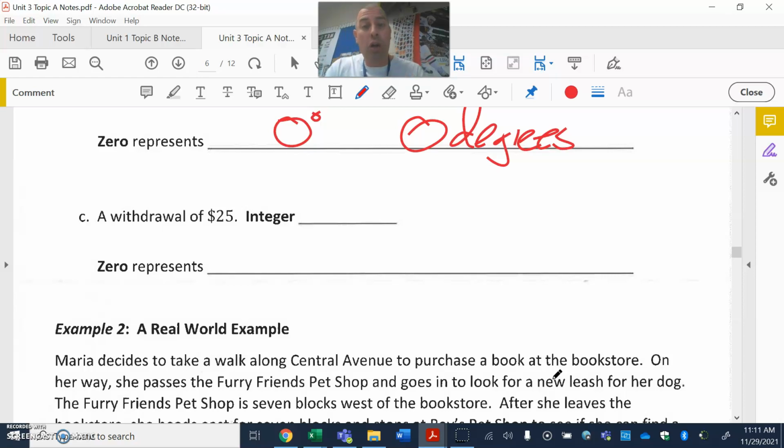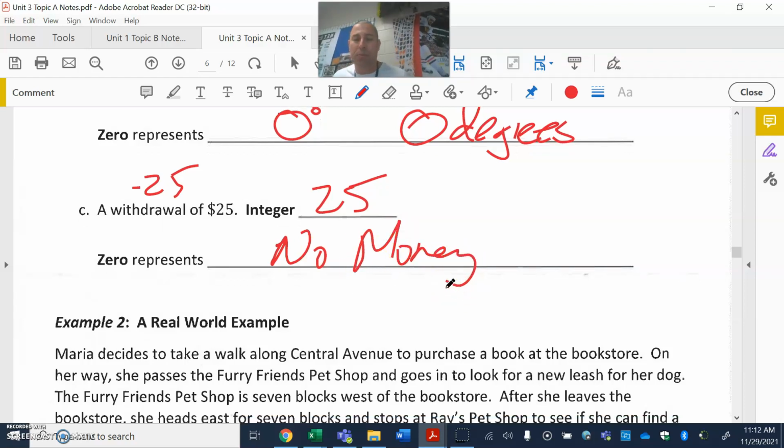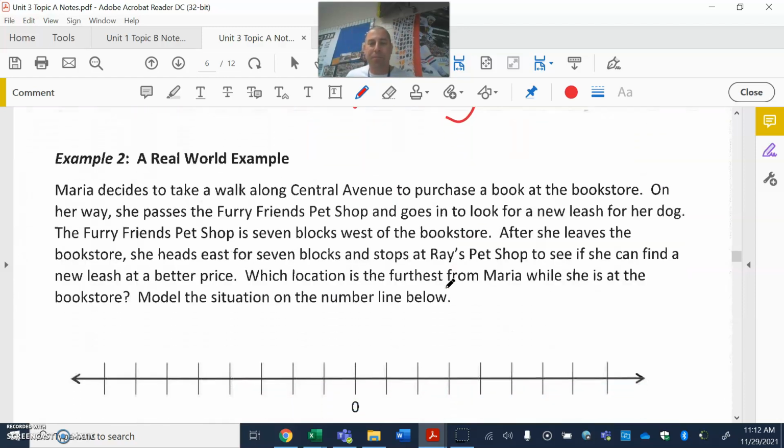A withdrawal of $25. If we're taking money out, that is a negative to our bank account. I know we like it, because cash in the hand, but that's not what we're looking at when we look at what happens to your account. Withdrawals aren't good for your bank account. So the opposite of a negative 25 would be a positive 25. In this case, 0 represents having no money, none at all.